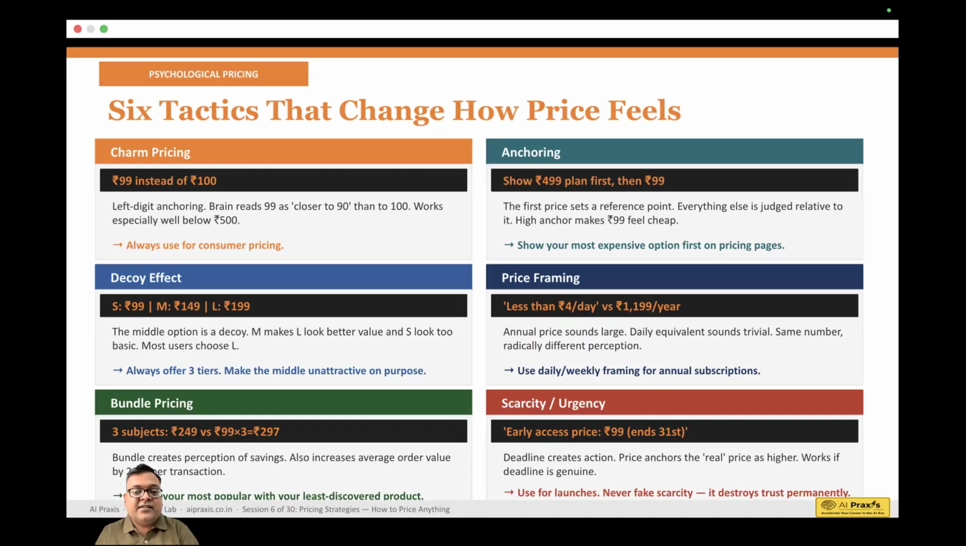Then there's something called anchoring, which is very common. Show the 499 rupees plan first and then 99. Start with a very high price, set it as a reference point, and everything else is judged relative to it. A high anchor makes 99 feel cheap. So show your most expensive option first on pricing.